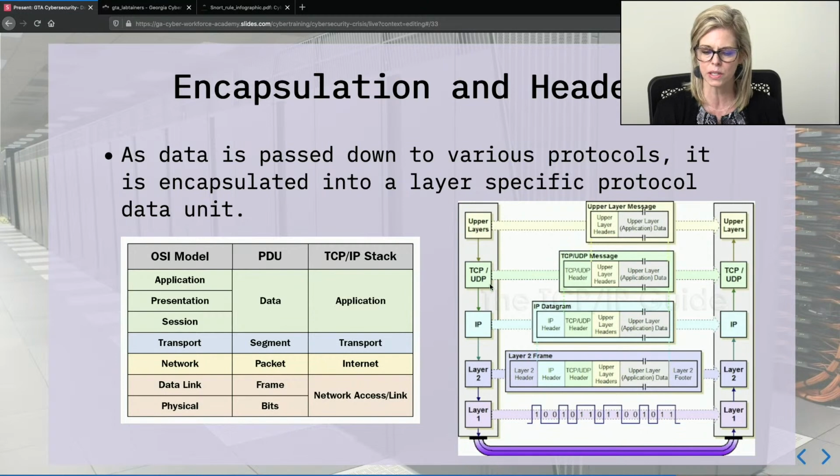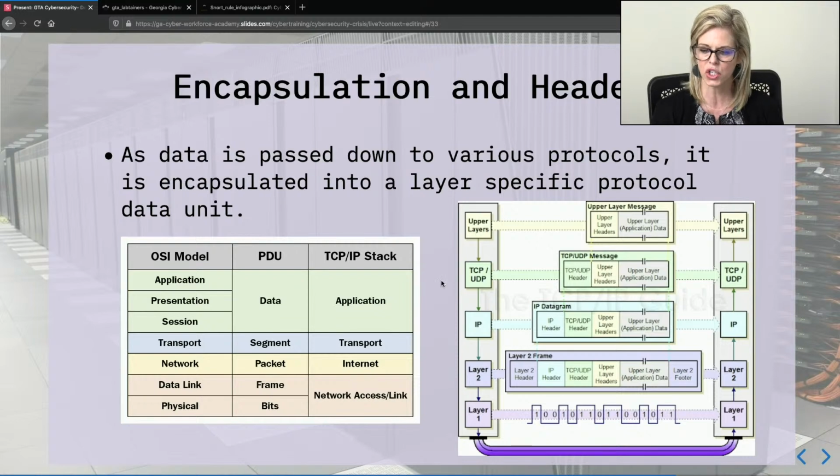So these are our transport layer protocols, and we have a specific TCP or UDP header. Notice that we started with our application data that had the specific upper layer headers, and then we encapsulated that data with the TCP UDP header.